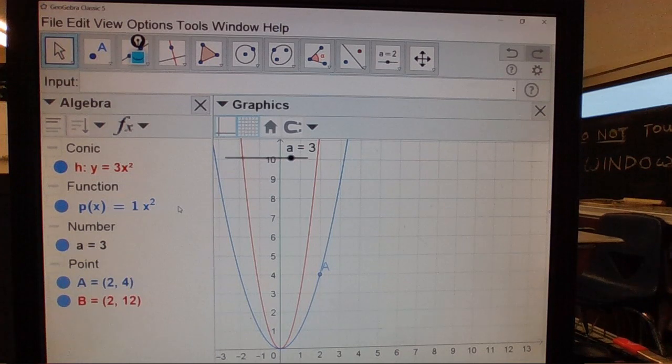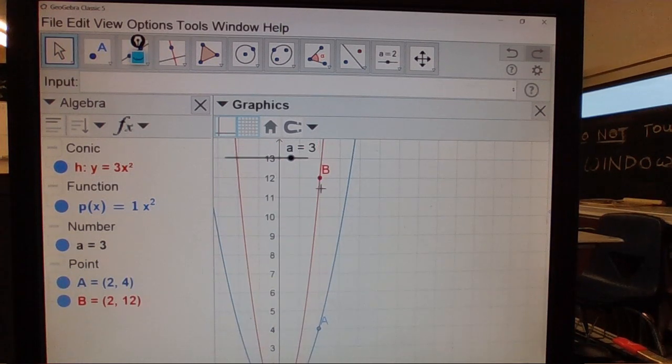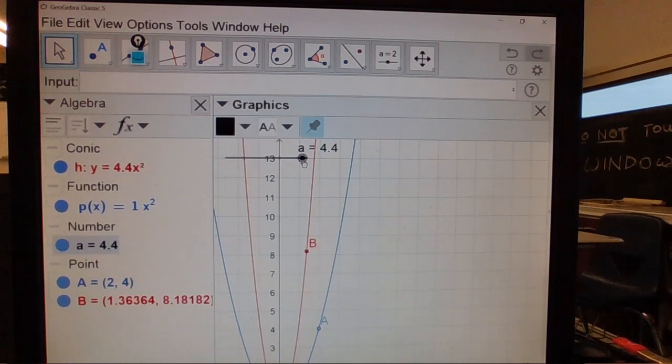So that a out front, all it does is stretch the y values. It makes them however many times bigger. So in this case, 3 times bigger, or if we go 4 times bigger, or whatever.